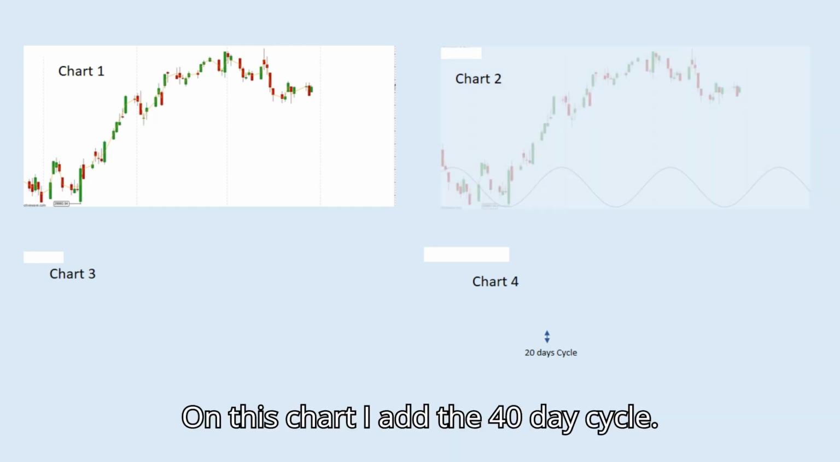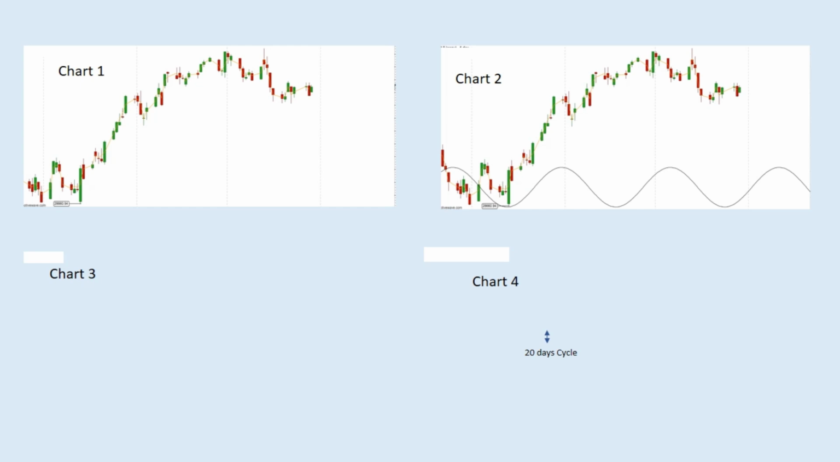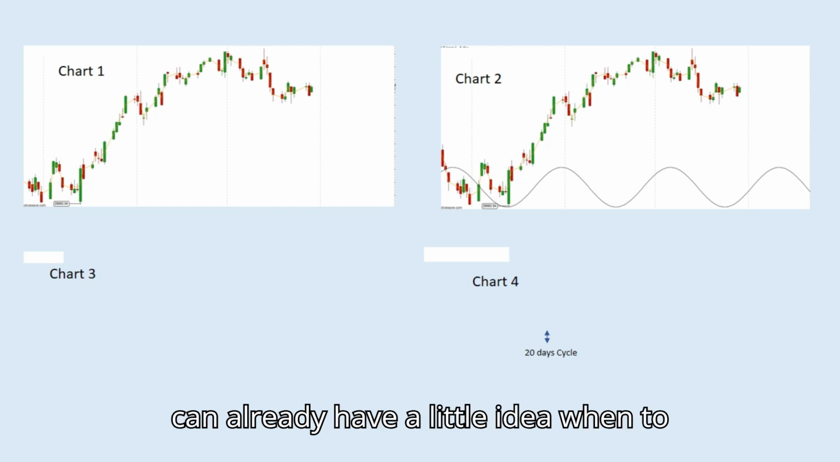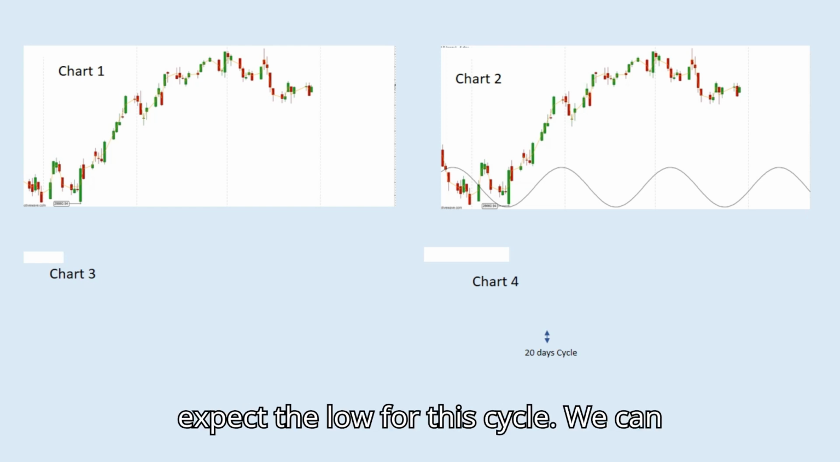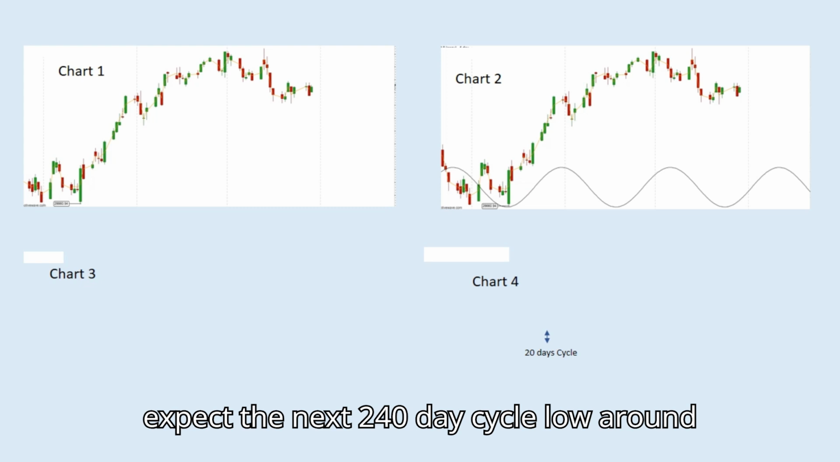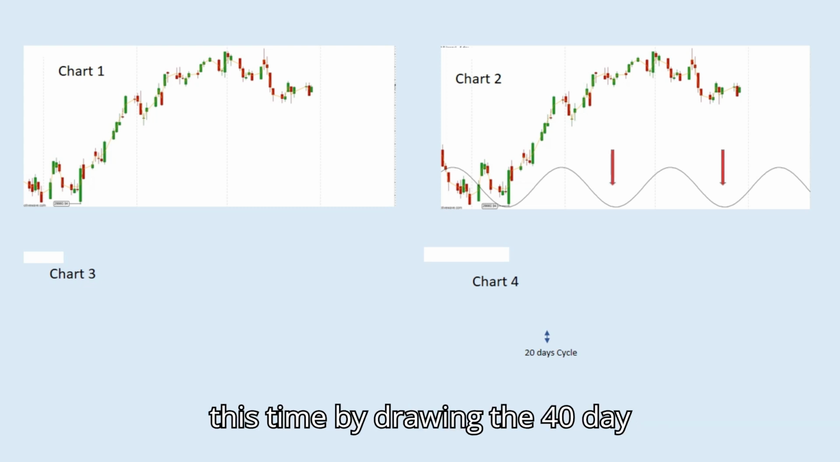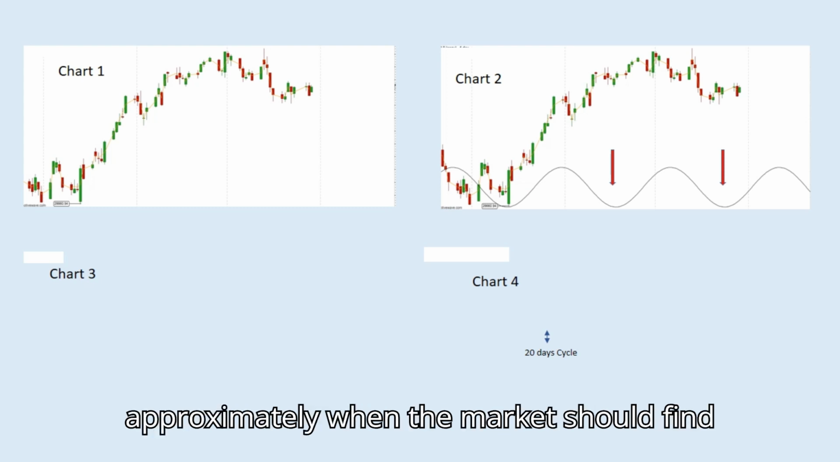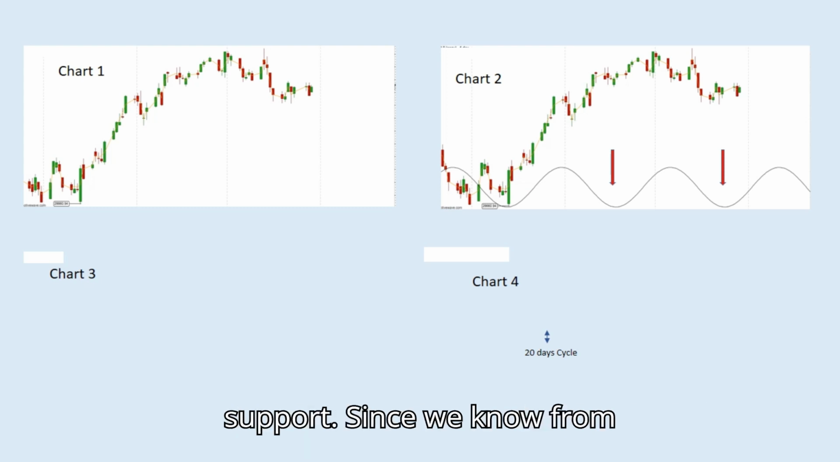On this chart I add the 40-day cycle. By adding this cycle, the picture is already a little bit more clear. We can already have a little idea when to expect the low for this cycle. We can expect the next two 40-day cycle lows around this time. By drawing the 40-day cycle on the chart, we already know approximately when the market should find support.